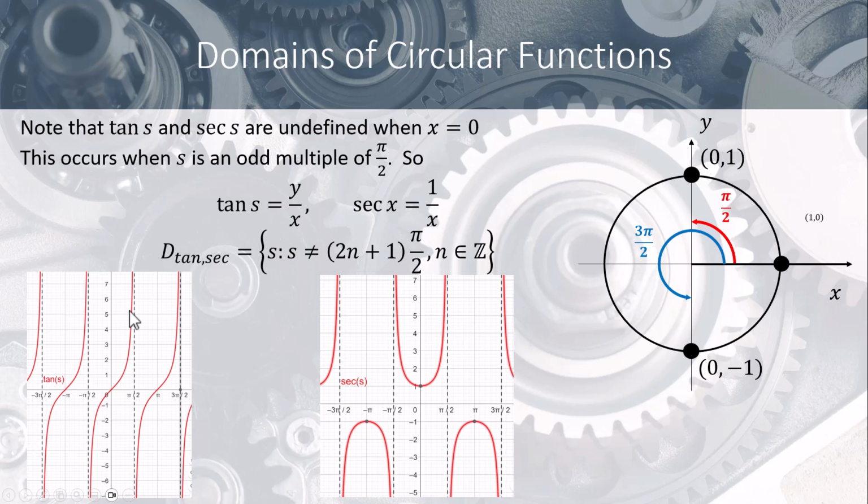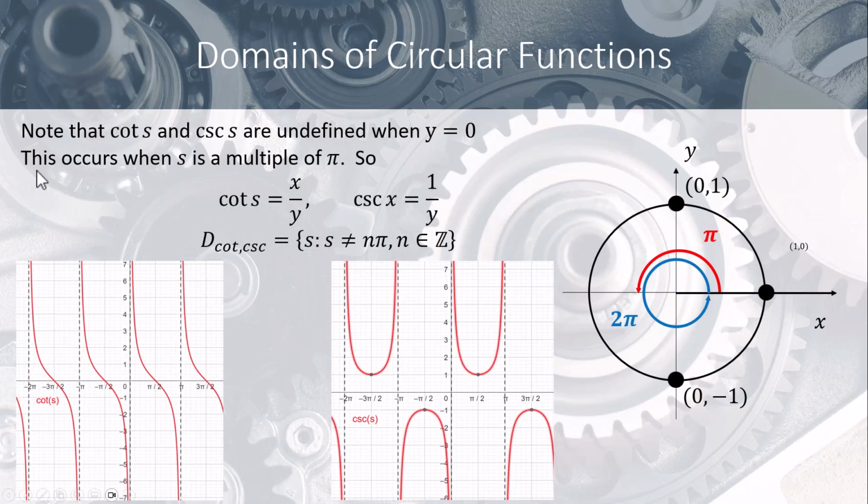Now, what you will also notice if you look at the graph is that tangent is an odd function. It actually has symmetry about the origin. On the other hand, secant here is an even function. It actually has symmetry about the y-axis. But we will talk more about these graphs later in this particular chapter.